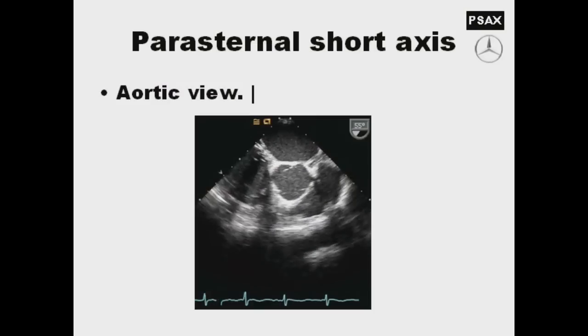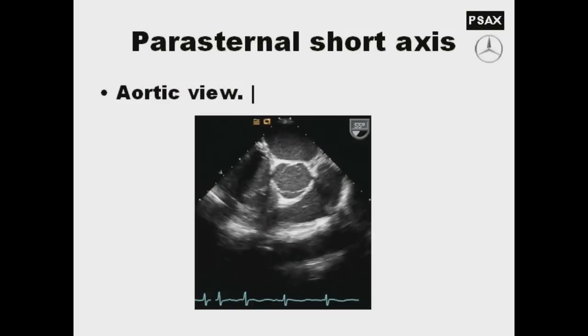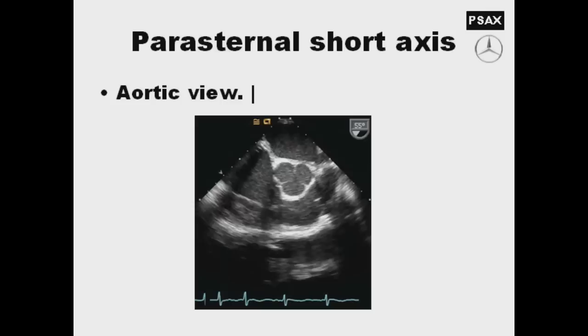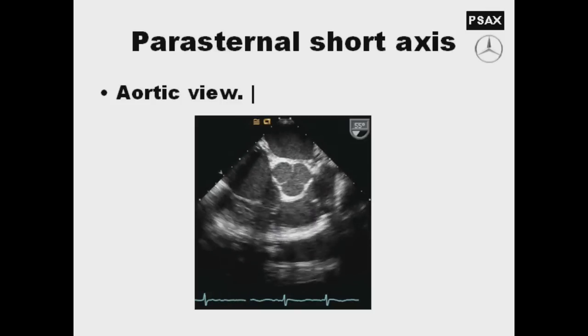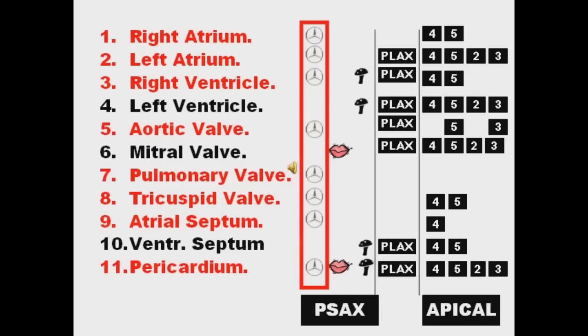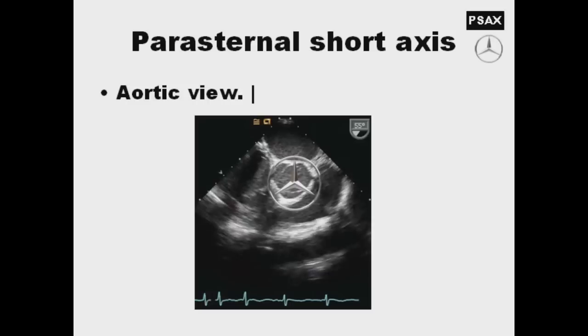The parasternal short axis aortic view is very important because nearly all of the structures of the heart can be observed, with the exception of the left ventricle, the interventricular septum, and the mitral valve. Nearly all the principal structures of the heart can be seen in the parasternal short axis aortic view: right atrium, left atrium, aortic valve, pulmonary valve, tricuspid valve, pericardium.